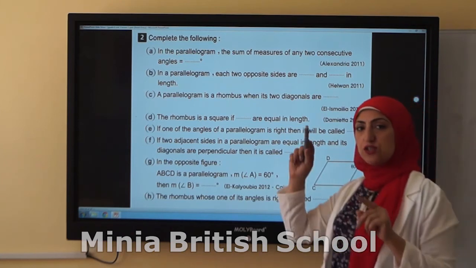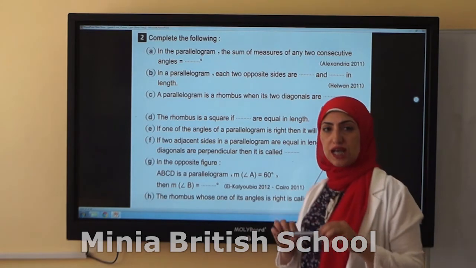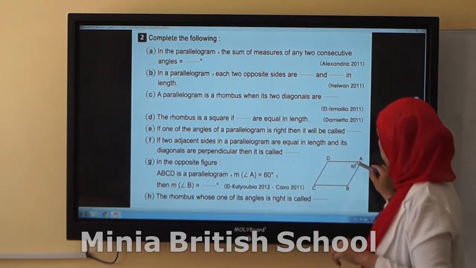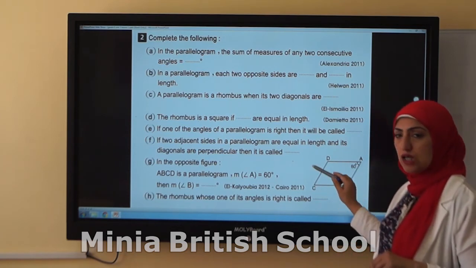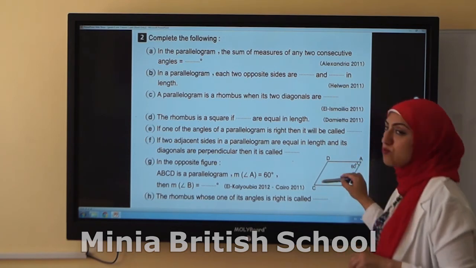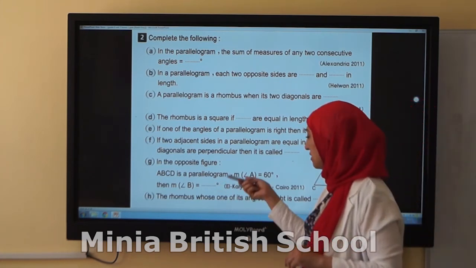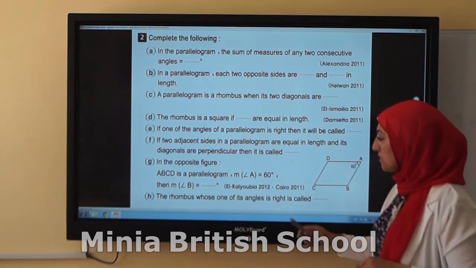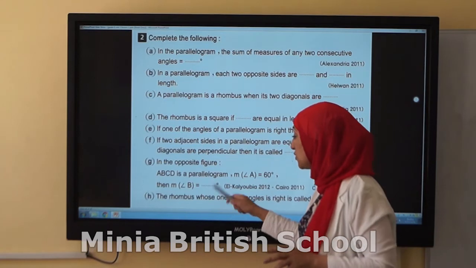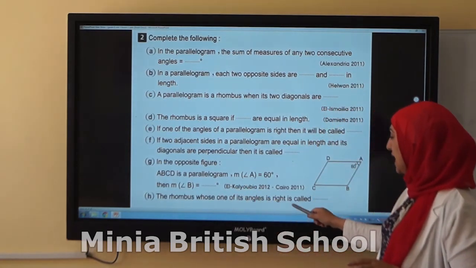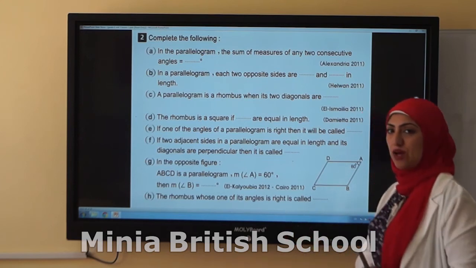We said the two adjacent angles should equal 180 degrees. So here I have an angle and I want the second one. So I subtract 60 from 180, and the remainder will be 120 degrees. The last one, the rhombus whose one of its angles is right is called a square.